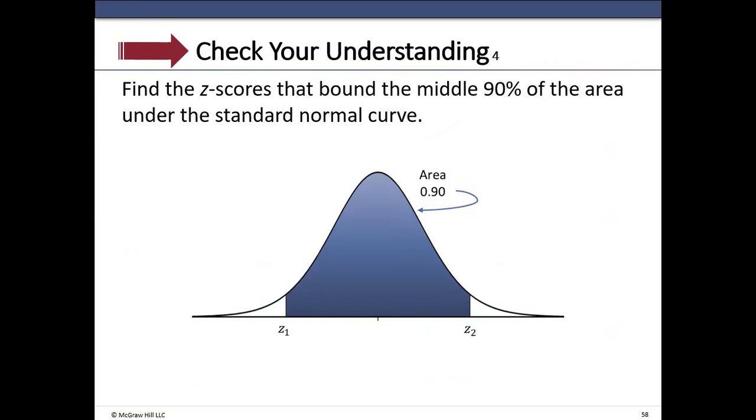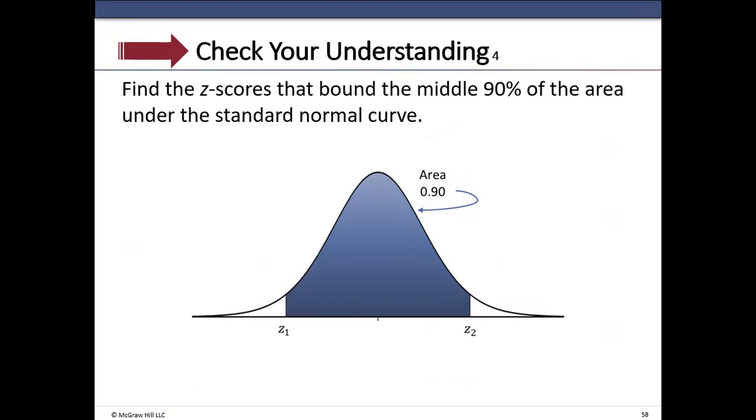Find the z-scores that bound the middle 90%. So area in the two tails is 1 minus 0.9, which is 0.1. Divide that into two equal parts. So 0.1 divided by 2 is 0.05. So area in the left tail is 0.05.